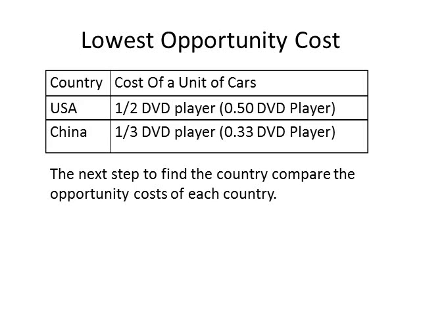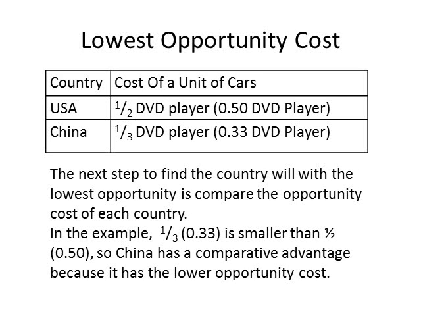In our little table here, we see that the cost of producing a unit of cars is, for the United States, half a DVD player, and for China, 1/3 of a DVD player. Our next step is to compare the opportunity costs of each country and determine which of the two has a comparative advantage. In this example, since 0.33, or 1/3, is smaller than 1/2, China has a comparative advantage because it has a lower opportunity cost. That is, 1/3 of a DVD as compared with half of a DVD for the United States.